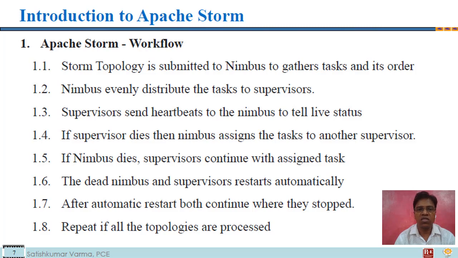If all the tasks are completed, the supervisor waits for a new task to come in. The dead Nimbus restarts automatically by a service monitoring tool, for example, Monit. Similarly, the dead supervisors also restart automatically. Since both the Nimbus and the supervisors restart automatically, both continue where they stopped. If all the topologies are processed, then Nimbus waits for a new topology to arrive and supervisors wait for new tasks. There are two modes in a Storm cluster by default.